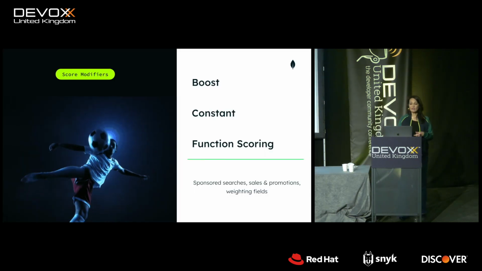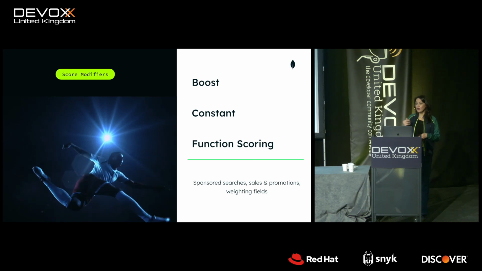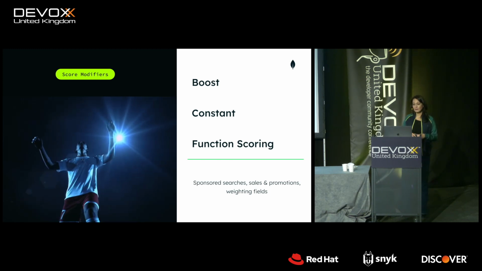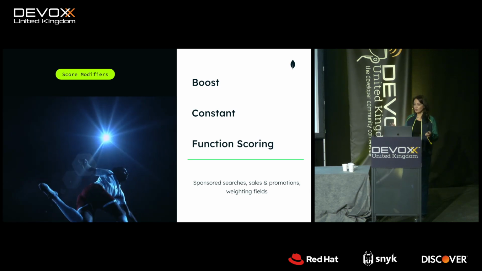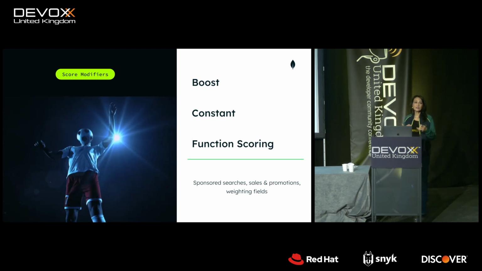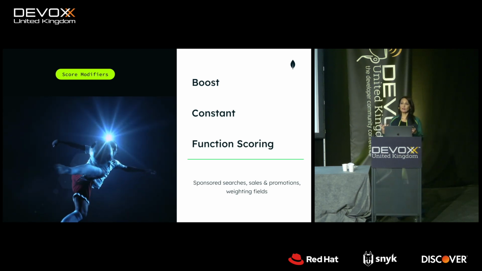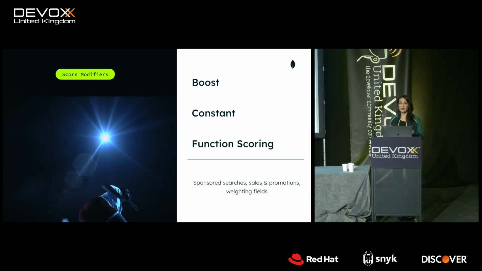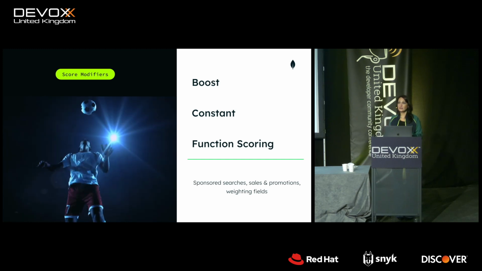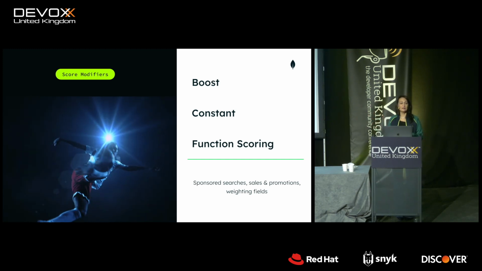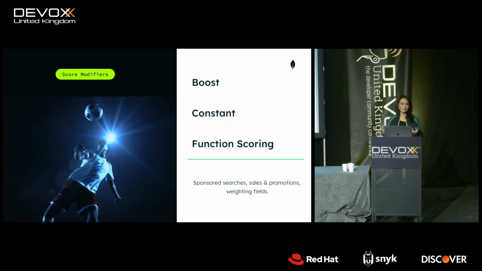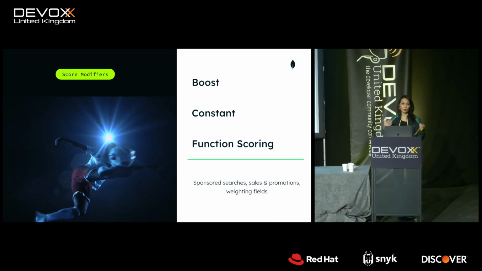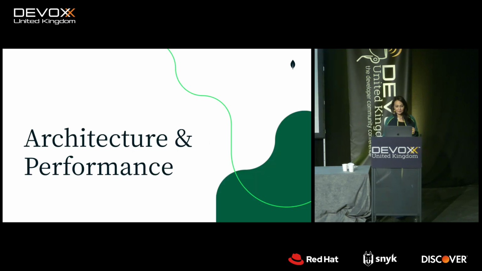So these score modifiers, in addition to constant scoring, we have boost and constant. And these are great for sponsored searches if you have sales or promotions or anything like that, or weighting certain fields if some field has more value in it. So that's another way that you can be weighting the field differently. You can say if the result is found in a plot field, then you can multiply it by 3 or 20 or 100 or whatever it is that you wish.